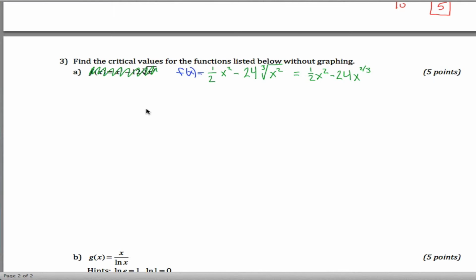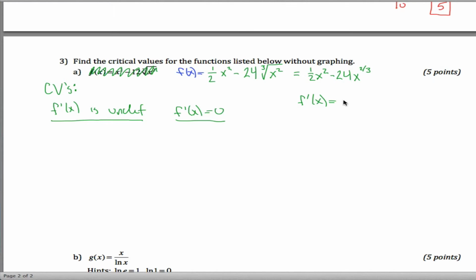I'm going to find these critical values. They come in two flavors: when f prime of x is undefined and when f prime of x equals 0. So there are two different things I'll have to figure out for this problem. Either way, I'll have to know what f prime of x is. I've got f of x, but I can figure out f prime of x.